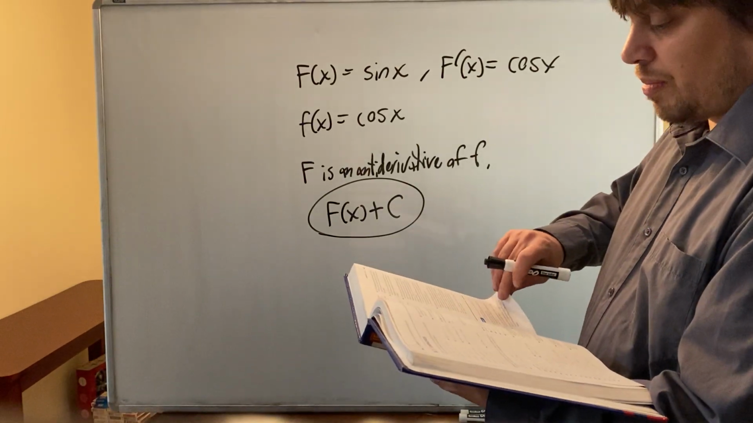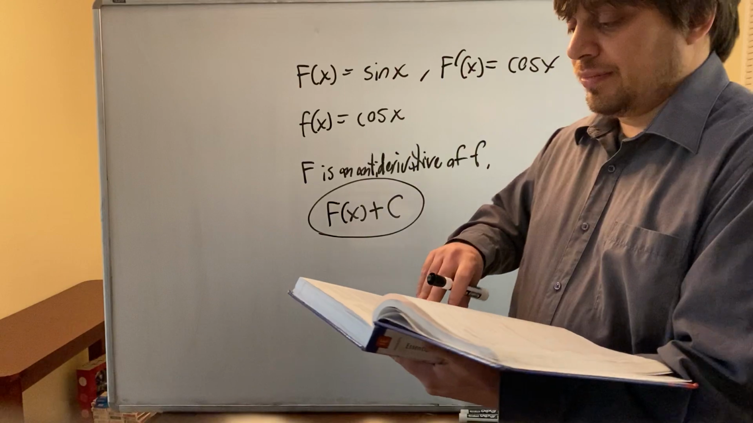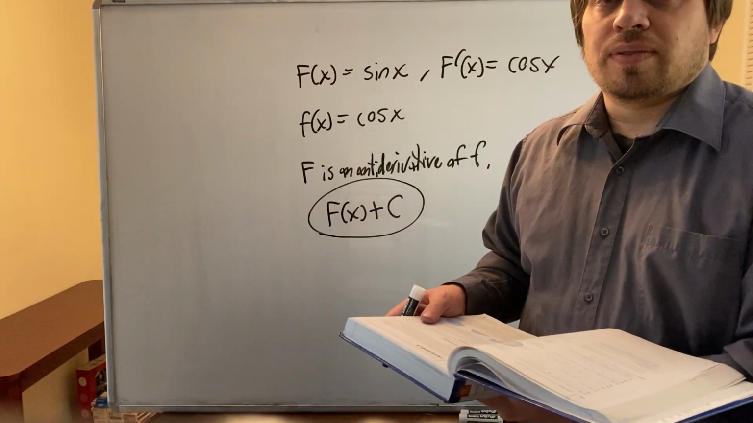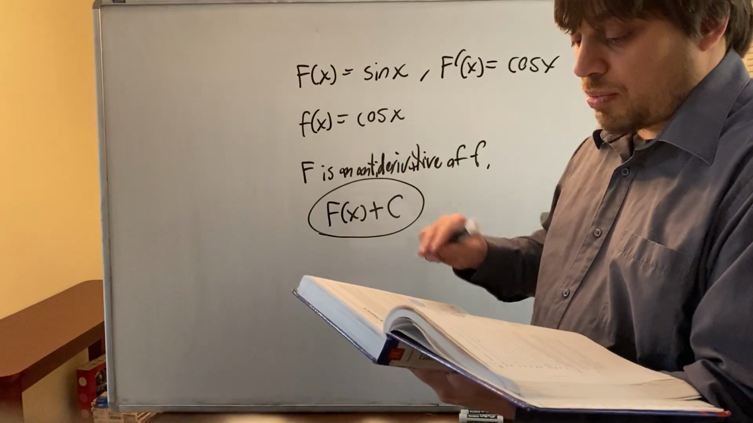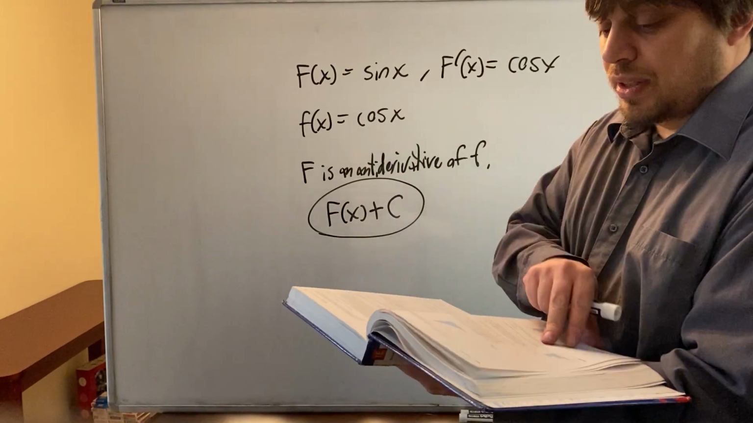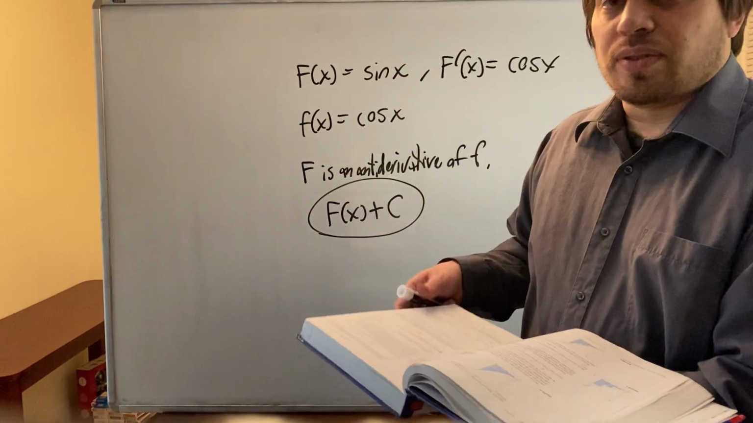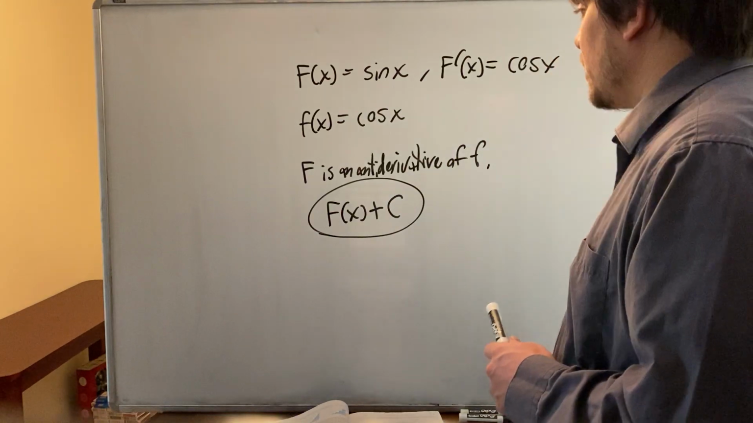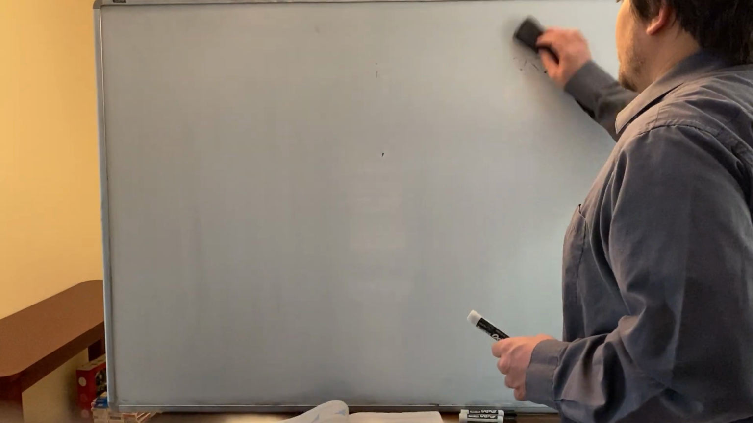So that's a brief summary of 3.7. The next section, now we go to chapter 4, starts with 4.1, areas and distances. Chapter 4 is about integrals, and you use the definite integral to find areas. In chapter 4 we discuss integrals, and 4.1 is on areas and distances.